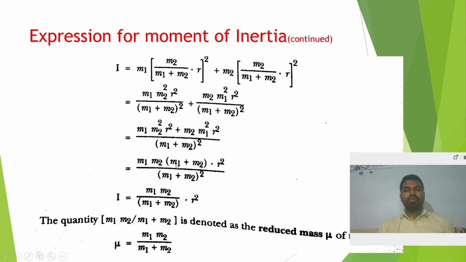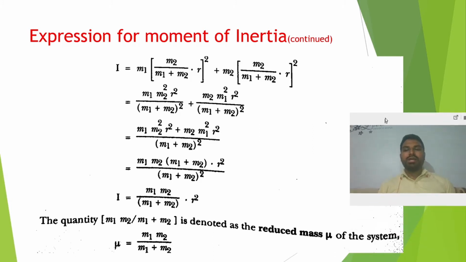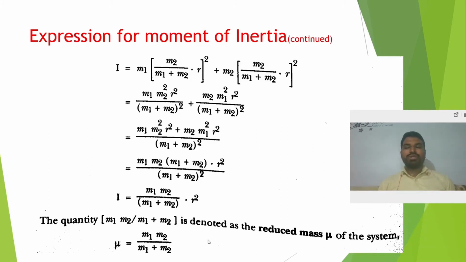Now M1 M2 in bracket, M1 plus M2, multiplied by R square, and M1 plus M2 square, where I, that is moment of inertia, is M1 M2 plus M2 into R square. The quantity M1 M2 upon M1 plus M2 is denoted as the reduced mass nu of the system. This value will be denoted by nu. Hence nu is M1 M2 upon M1 plus M2.